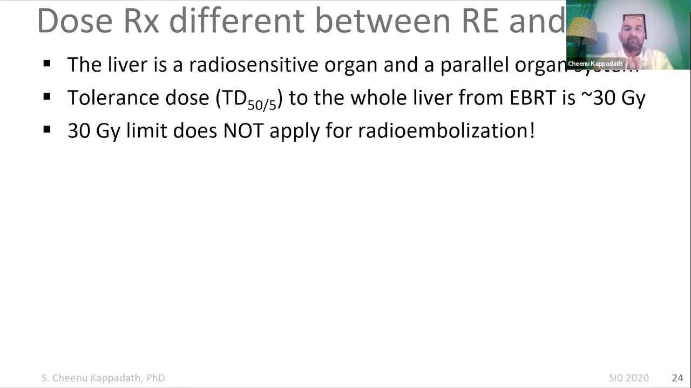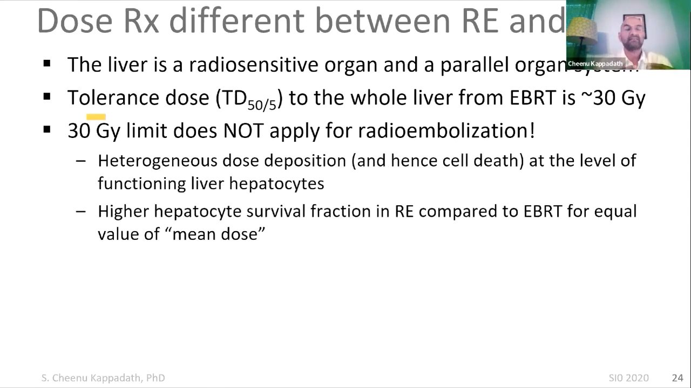So if you think about radiobiology, we see that the liver is a parallel organ, okay? It is actually a radiosensitive organ, and we know from external beam, whole liver dose of about 30 gray is about the limit, okay? But the 30 gray limit of whole liver doses doesn't apply for radioembolization. And why is that? Well, that's what I'm trying to argue here, that it is the heterogeneous dose distribution that really is the factor that drives the differences, okay? Because they're heterogeneous, the amount of cell death between a uniformly distributed 30 gray and a heterogeneously distributed 30 gray are different, okay? So cell survival fractions are quite different.